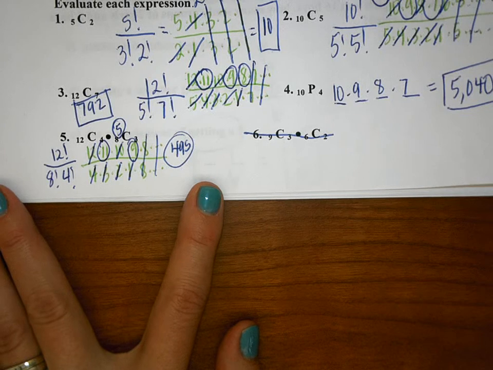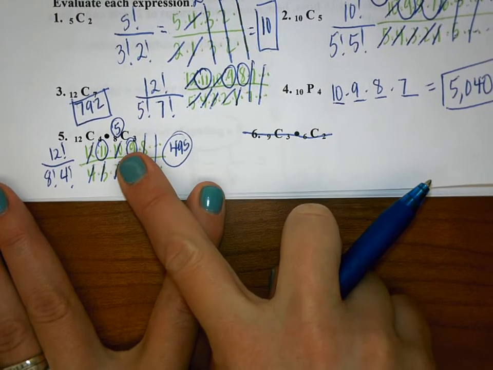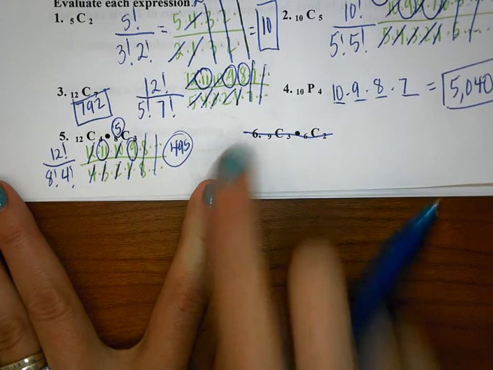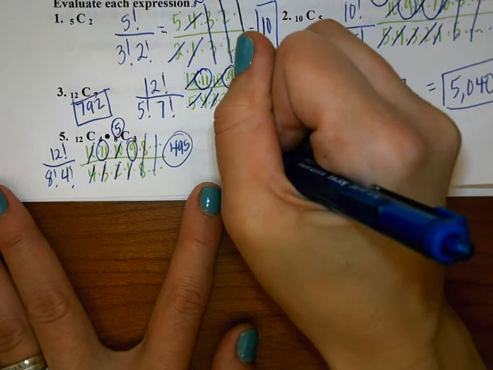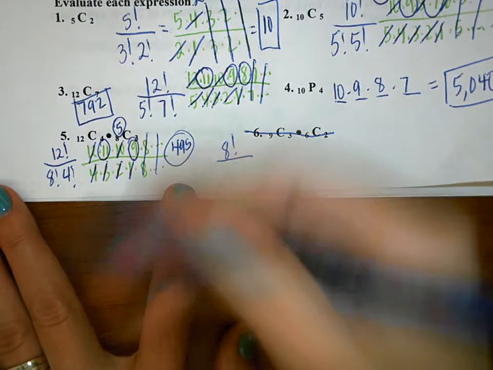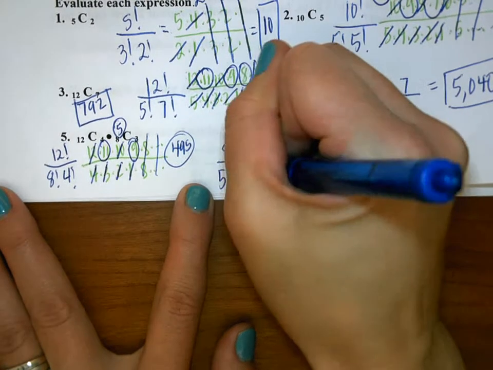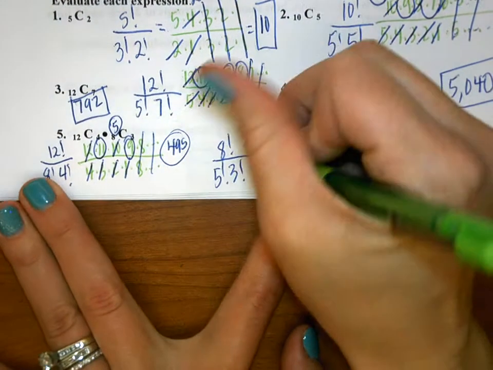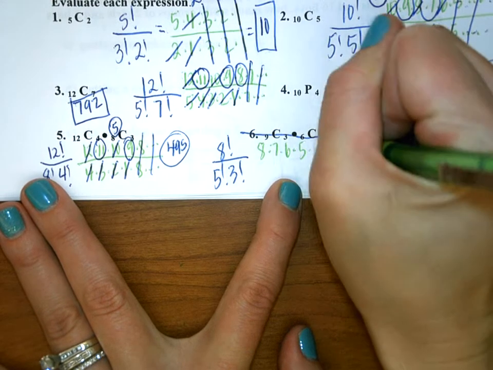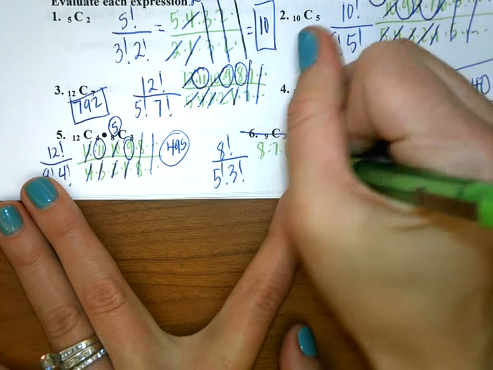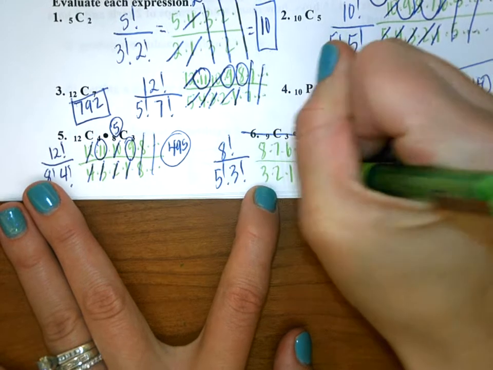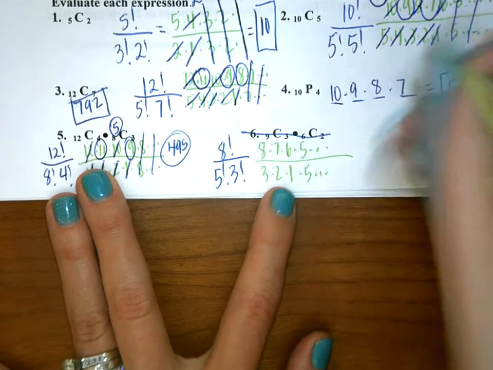Okay, so then this one, if you can still read it, it's 8C3. Do we agree? So what's going to go on top? 8 factorial divided by 5 factorial, 3 factorial. So with the 8, I'm going to stop at what number? 6. 8 times 7 times 6. Actually, I'm going to do 5 and then dot, dot, dot. And what will I start with on the bottom? 3 times 2 times 1 times 5 dot, dot, dot.